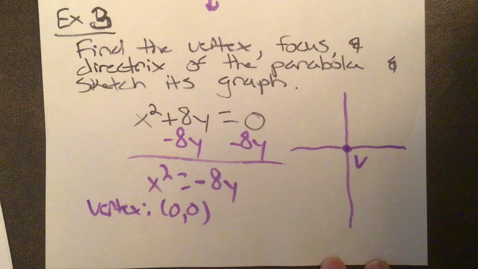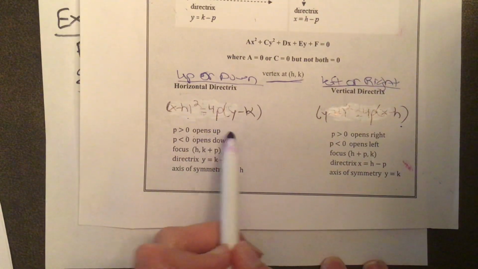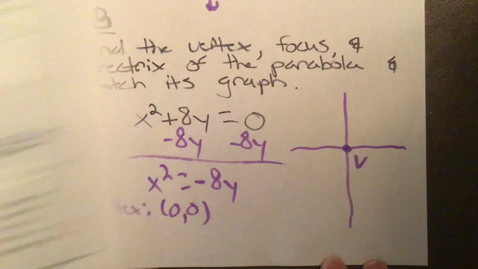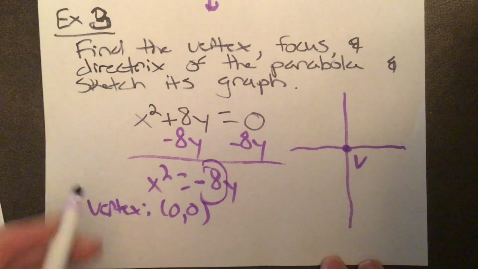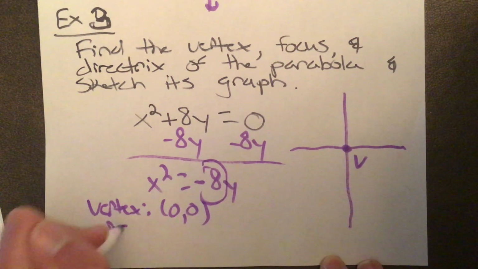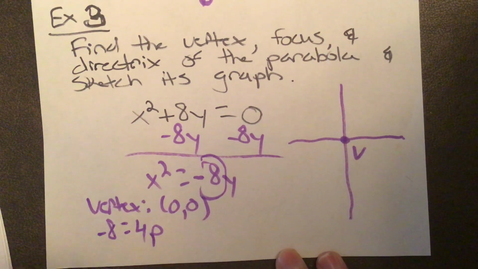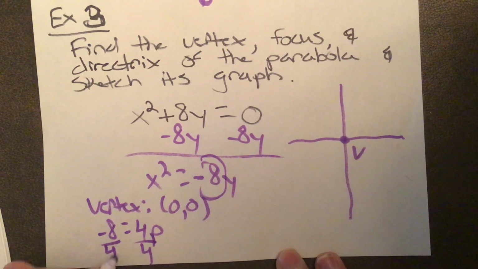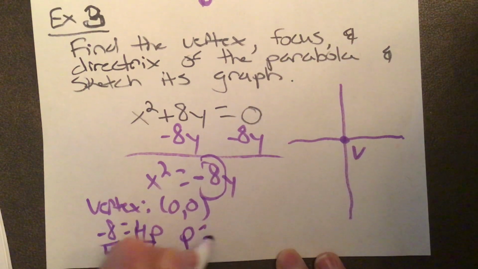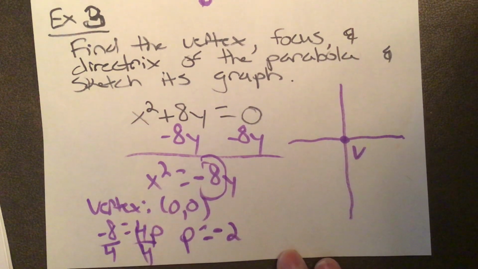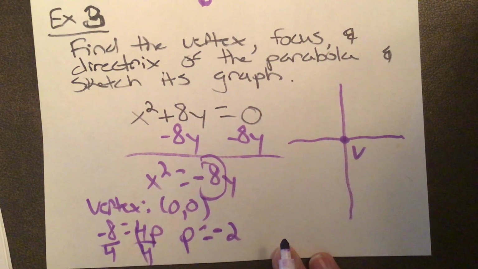And then remember, whatever this number is out front is always equal to 4p. So in this case, it's a negative 8. So we know negative 8 is equal to 4p. Well, if we want to figure out what p is, we could just divide both sides by 4. So my p is negative 2. Remember, your focal radius, your p, is how far you move from the vertex to the focus.